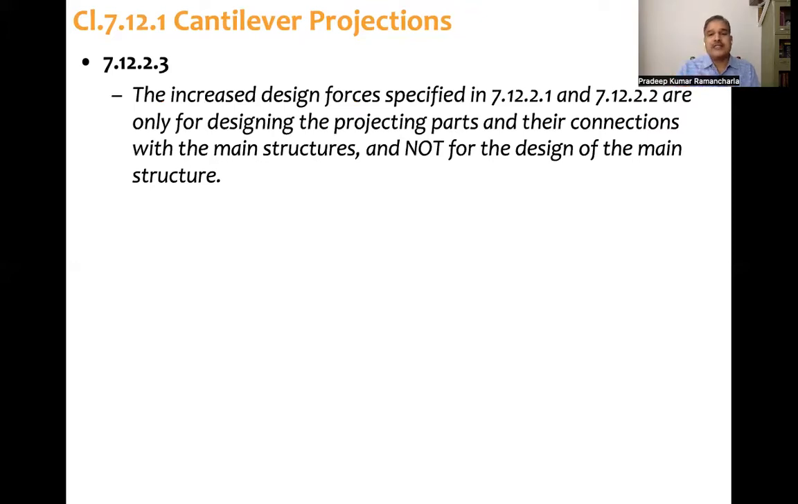Now, what the code says is these increased design forces specified in 7.12.2.1 and 2, that means vertical cantilever projections and horizontal cantilever projections, are only for designing the projecting parts and their connections with the main structure. This is not for the design of the main structure. So this has to be understood very clearly. So when it says base shear, it is the base shear of that element, not the base shear of the building. So 7.12.2.1 and 2, that means vertical projections and horizontal projections, should be designed for that projecting part and their connections.